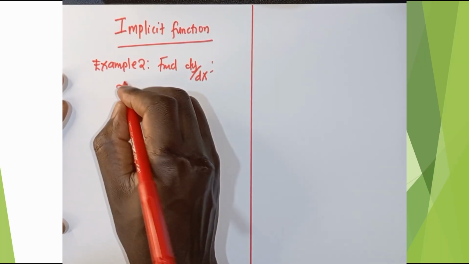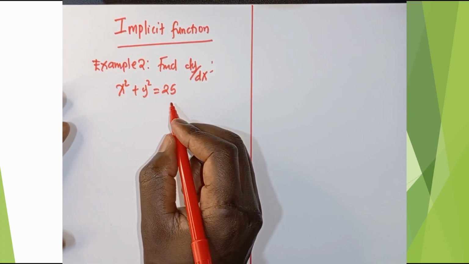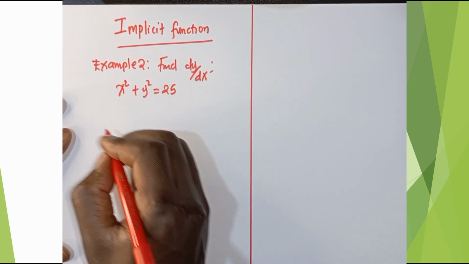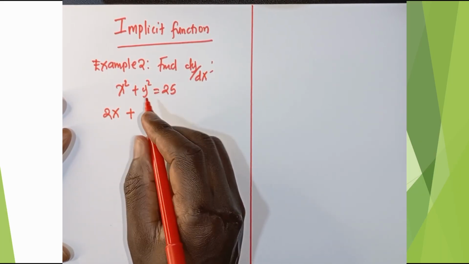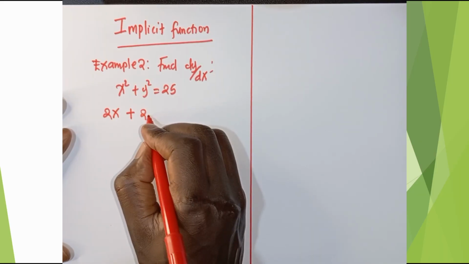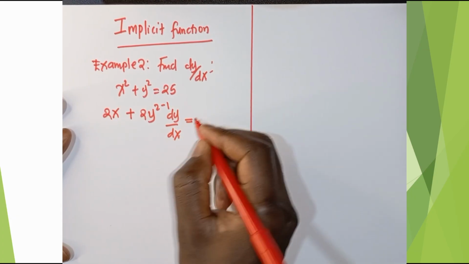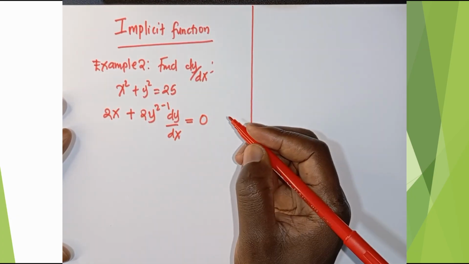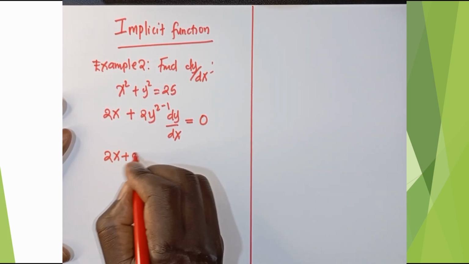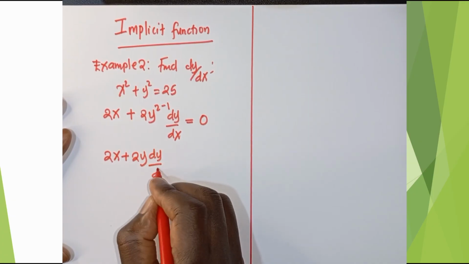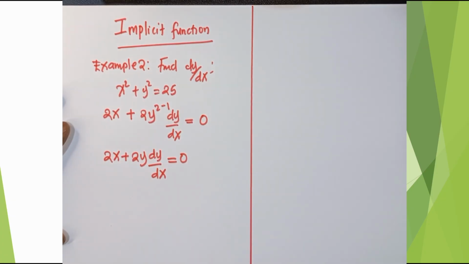If you are given x squared plus y squared is equal to 25. Now, to differentiate this, you clearly see that for x squared, it is going to be 2x, plus for y, it is going to be 2y, 2 minus 1, we attach dy by dx, is equal to, the derivative of any constant is 0. So we shall have 2x plus 2y dy by dx is actually 0. Now that is a bit of a mixed one.